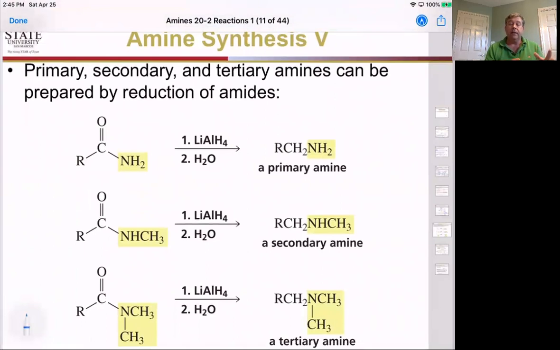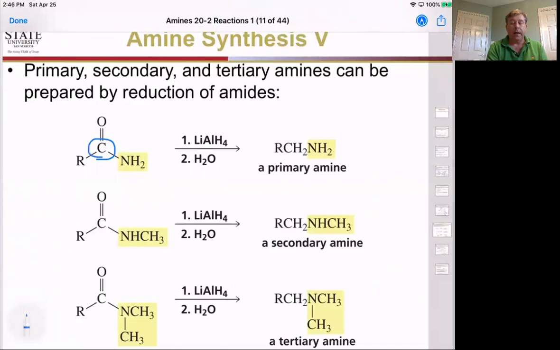And again, this is a very selective reaction. If you start with a primary amide, you end up with a primary amine. If you start with a secondary amide, you end with a secondary amine. If you start with a tertiary amide, you end with a tertiary amine. And you can use the same reagent for all of these right here. And notice you do not lose any carbons like in the Curtius rearrangement or the other rearrangements. We end up with the exact number of carbons we had in our chain here.